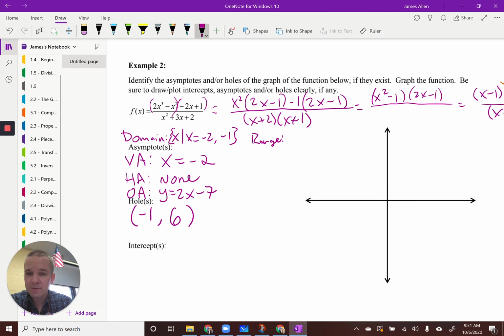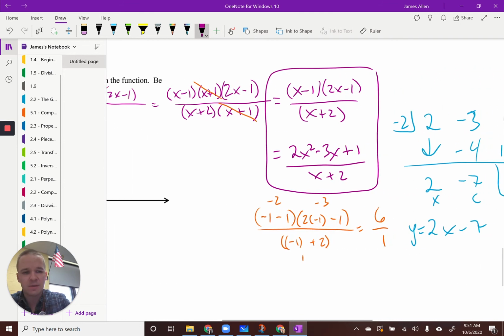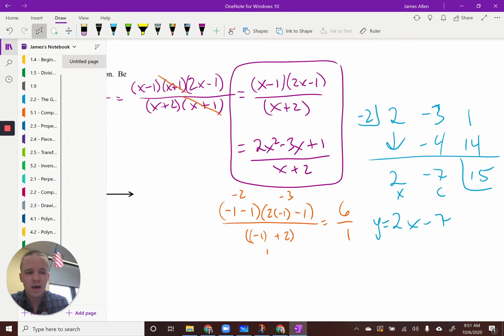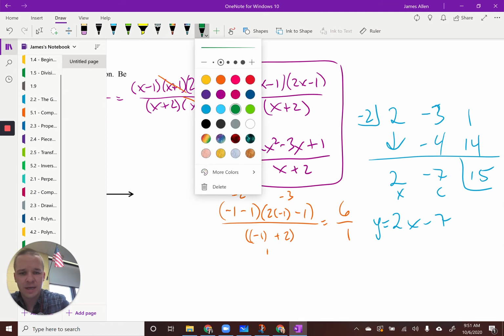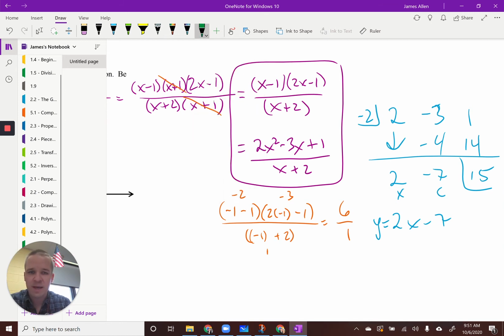How about my intercepts, right? My intercepts are the next thing to do. So again, I'm going to do some side work over here. I think that it's keeping things a little less cluttered. So my intercepts, let's go with my x-intercepts. I'll do a different color again. If I want my x-intercepts, I would set my function equal to 0, right? Because my y value would be 0. And the only way I'm going to get this to equal 0 is if my numerator is equal to 0.